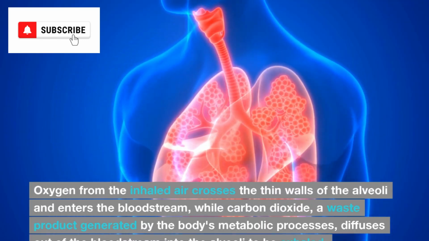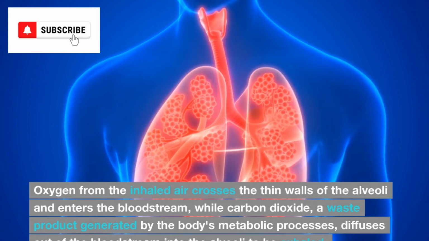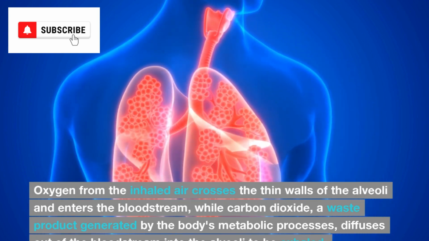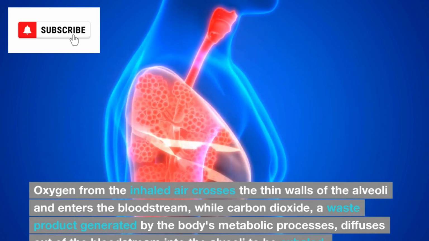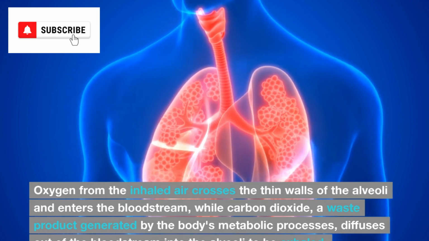Oxygen from the inhaled air crosses the thin walls of the alveoli and enters the bloodstream, while carbon dioxide, a waste product generated by the body's metabolic processes, diffuses out of the bloodstream into the alveoli to be exhaled.